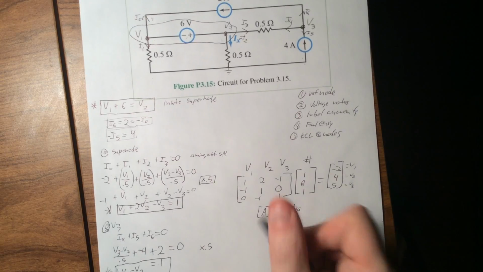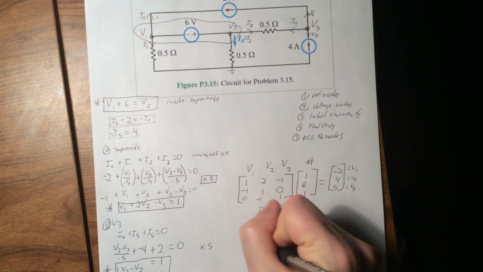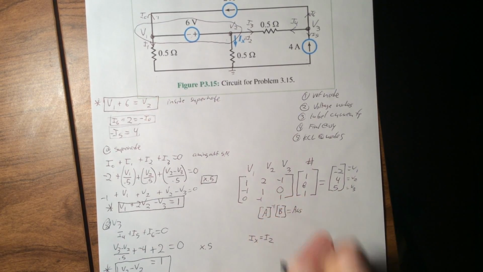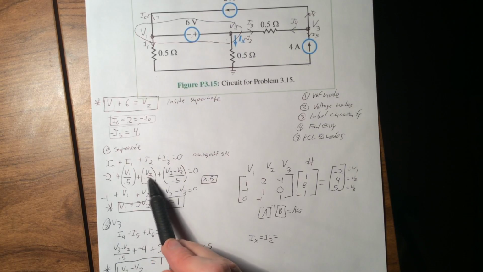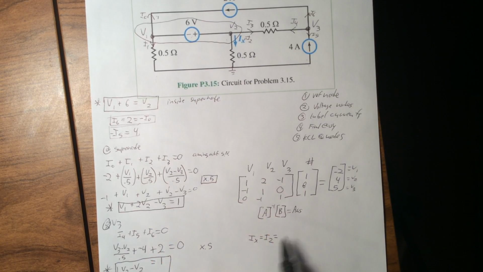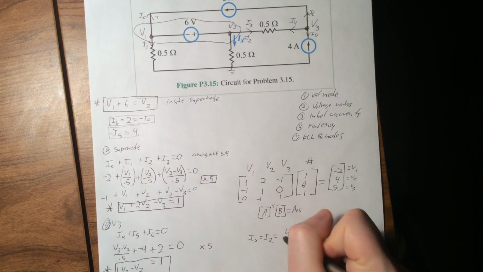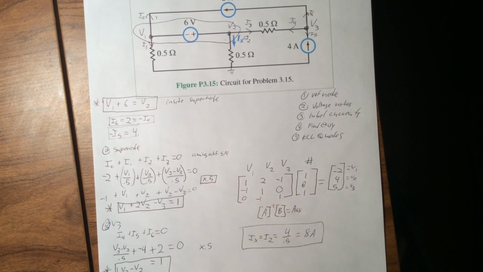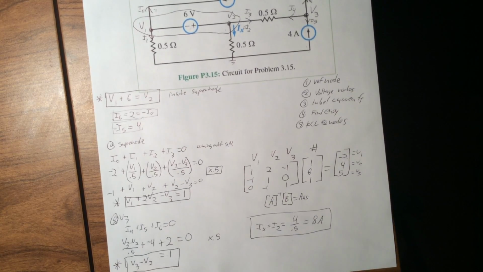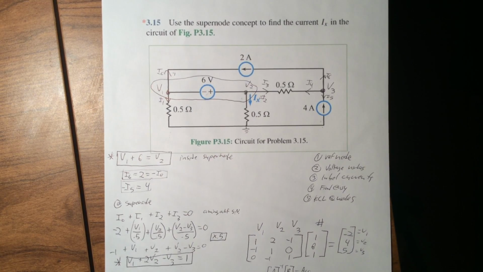So IX, I'm going to write down here, IX equals I2 equals, and as a kind of cheat, we can just look over here at what we did for I2. I2 equals V2 over 0.5, and we just found V2 equals 4, so 4 over 0.5 equals 8 amps. Done. Whew, that was a fun one. That was not the most straightforward too.